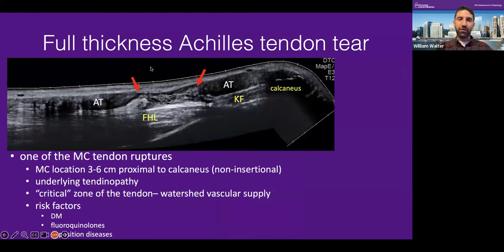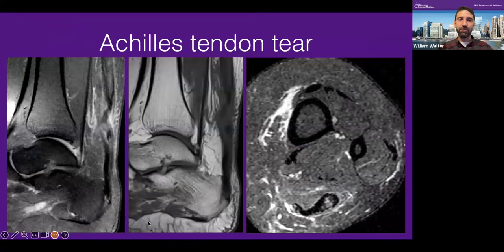So this is an example on ultrasound, just showing the Achilles tendon. These are the torn tendon ends pulled back from each other. There's some hemorrhage and fatty tissue in the intervening gap here. These tears are, as I said, that location just proximal to the calcaneal insertion is most common. There's usually underlying tendinopathy preceding the tear, and this is considered a critical zone of the Achilles tendon due to a watershed vascular supply. Risk factors include diabetes, fluoroquinolone, deposition diseases like gout, and there's a bunch of other risk factors as well. Very common etiology.